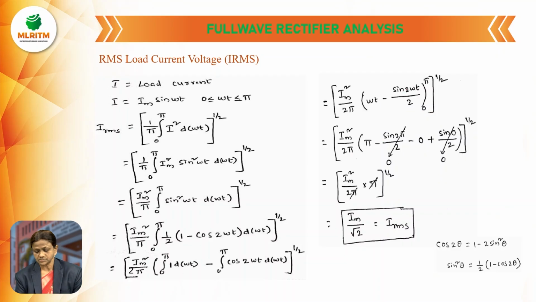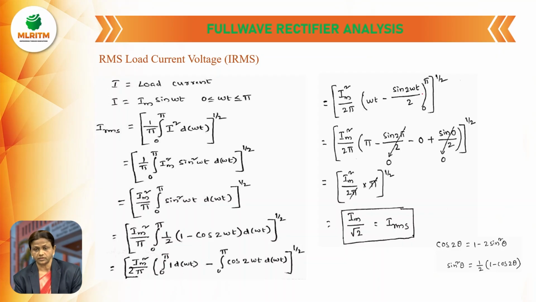So for the second term, upper limit as well as the lower limit both become 0. ωt is nothing but π. Upper limit is π minus lower limit 0. So Im square by 2π into π. π gets cancelled. Im square by 2, whole power 1 by 2, or square root of Im square by 2, which is Im by root 2. That is nothing but the IRMS value. So for full wave rectifier, IRMS equals Im by root 2.